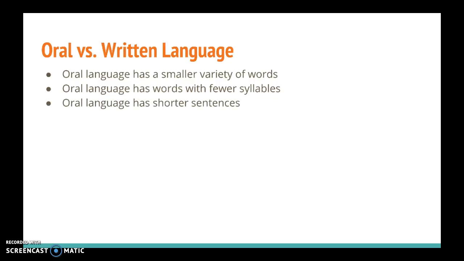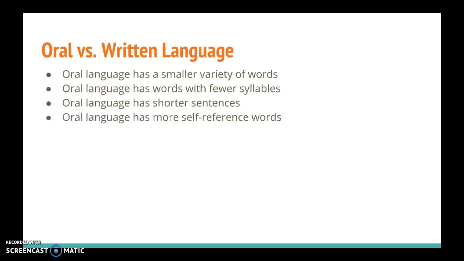Oral language also has shorter sentences because, again, there's less attention span when it comes to listening to someone speak versus reading what someone has written. If you are listening to someone speak, and they have these really long, drawn-out, convoluted sentences, you can't easily go back and figure out where that sentence began. But if you were reading something that was written, you can very easily go back and figure out where that sentence began if you got lost somewhere along the way, right? But we don't have that ability when it comes to listening. And so we use shorter sentences when we are using oral language.